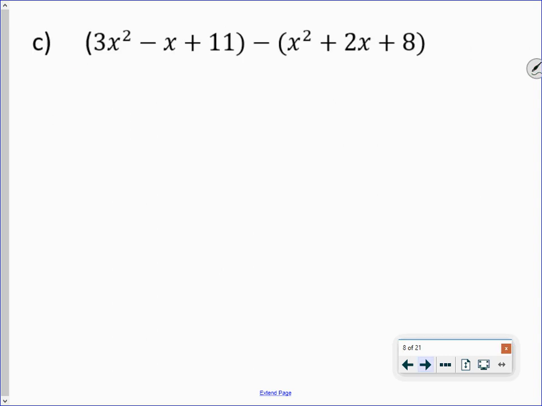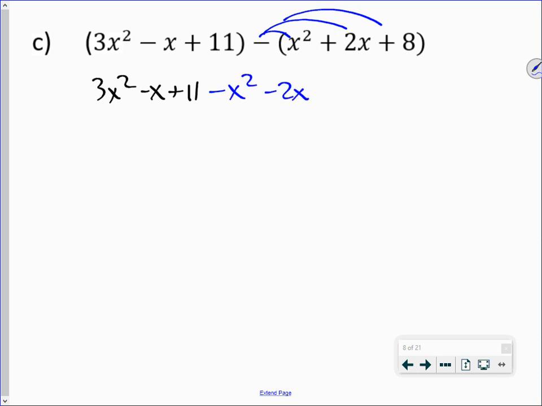Here, once again, I'm going to rewrite the first one, but then I'm going to distribute the negative. So this will be minus x squared minus 2x minus 8. And then I'm going to combine the like terms.